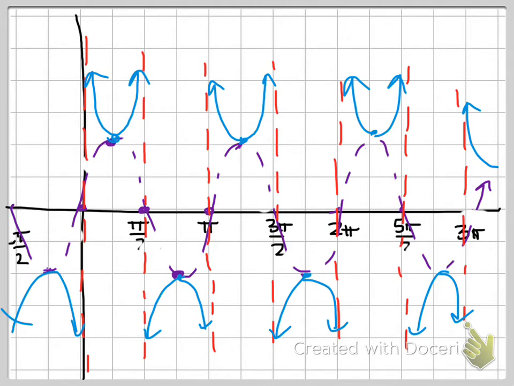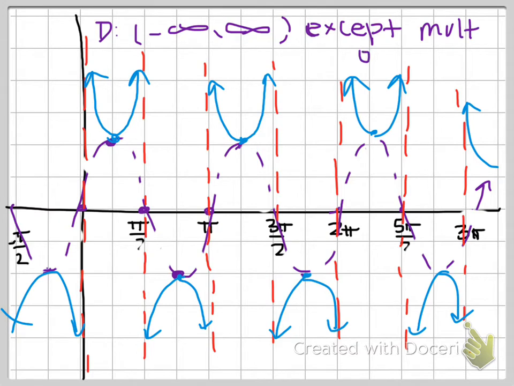So now we've got to talk about the domain and the range. The domain is still going to be negative infinity to infinity, but now we have to restrict some values. So we're just going to write the word except. And we've got to basically say where we have these asymptotes happening. So all these asymptotes are happening at multiples of pi over 2. And we'll do some practice on that domain in class.